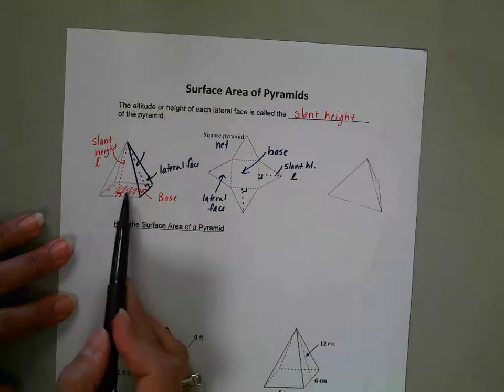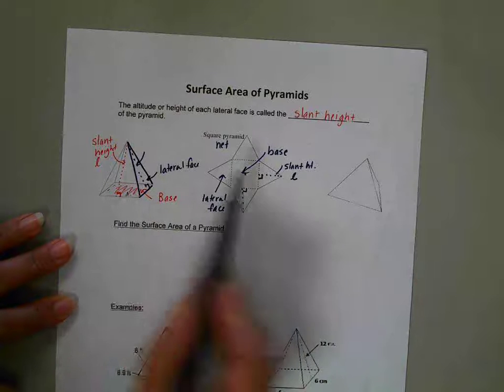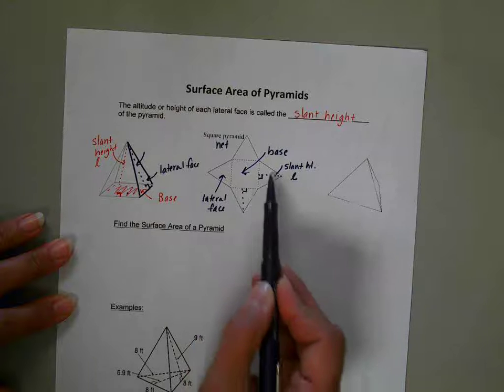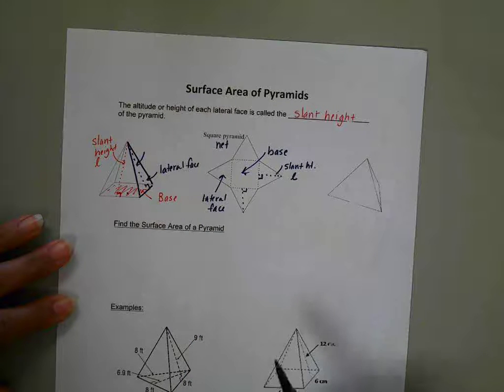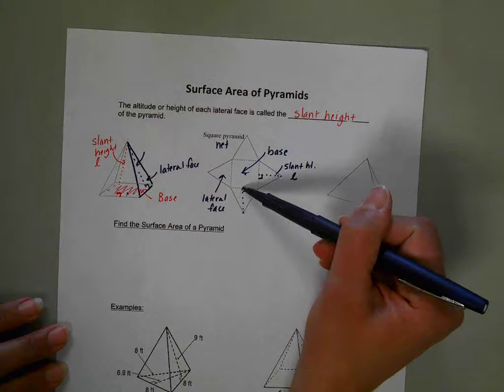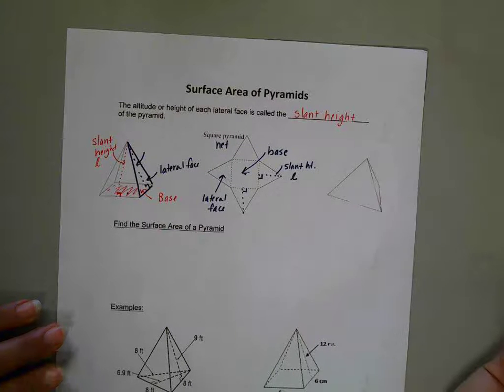So you can make a comparison. Our base is here, our base is here. The lateral face is here, which forms the different triangles of our pyramid. The slant height runs from the vertex down to the base, a perpendicular.